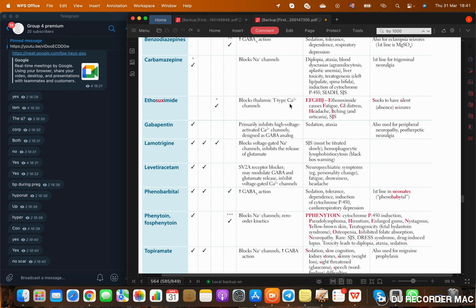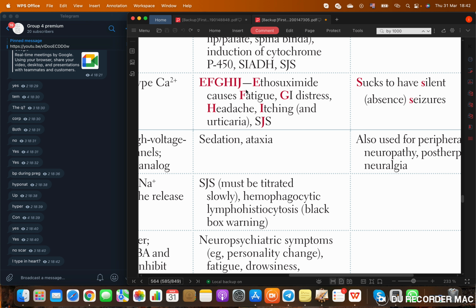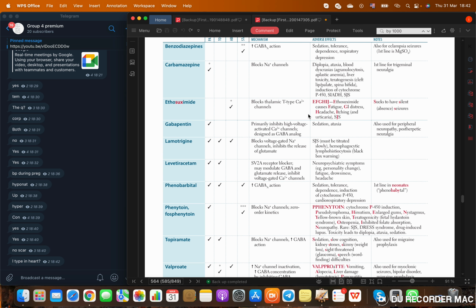Ethosuximide, a calcium channel blocker, can lead to the following symptoms. Basically, alphabetically, E, F, G, H, I, J. Yes, so the I type in the heart, it's not the same one. Ethosuximide can lead to fatigue, GI distress, and headache. All of this is not important. Nobody will ask you about this. But what they will ask you about is the itching. It can lead to hypersensitivity reaction and, well, basically urticaria and Stevens-Johnson syndrome as well. Do not forget that carbamazepine also led to Stevens-Johnson syndrome, okay?